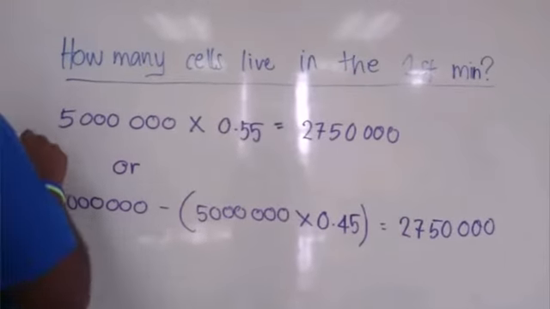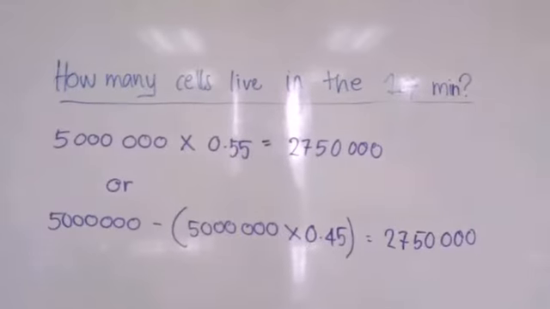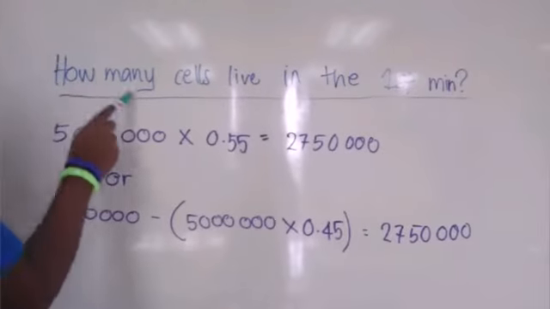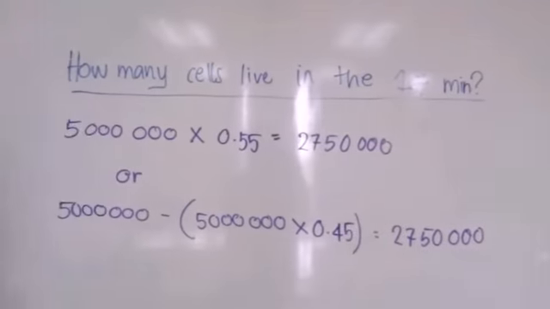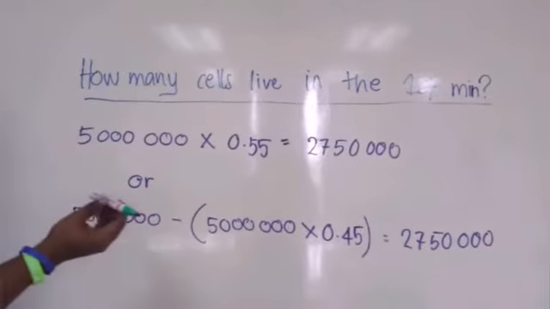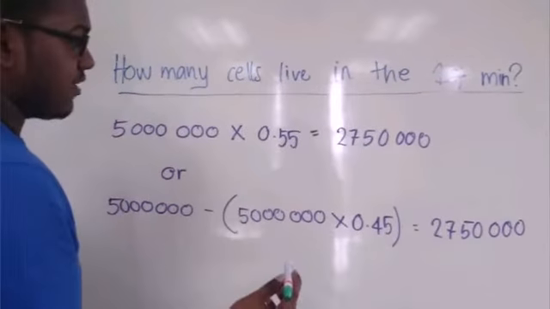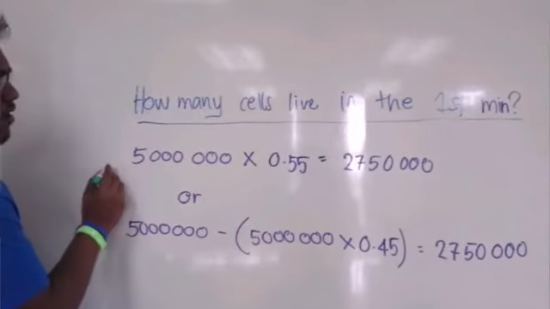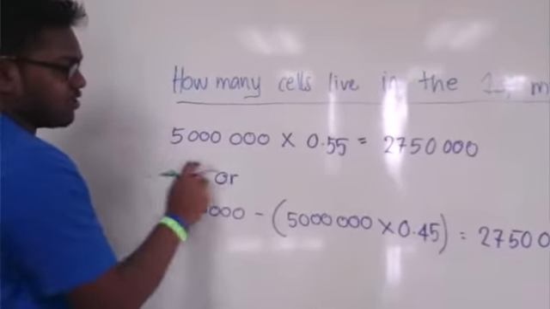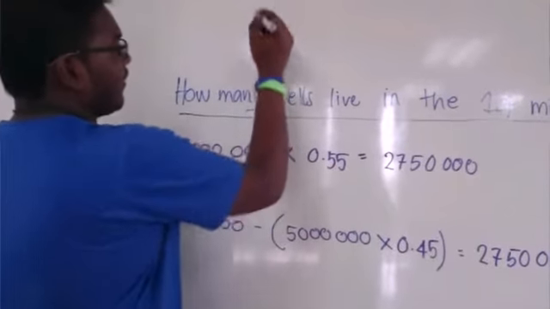Guys, I'm going to show you all how to do a problem solving question based on the info that my teammates told you all earlier. The question is, how many cells will live in the first minute? Okay, the question said that every minute 45% of the total amount dies. So there are two ways to do it. I'll show you all the first way. First way is 5 million, this is the initial number, times 0.55. Why 0.55?